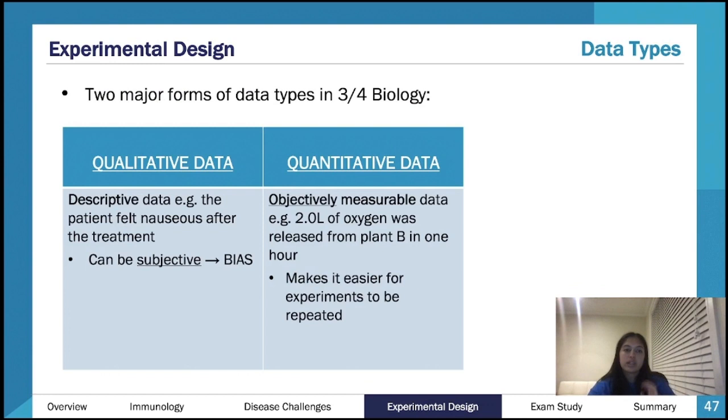Qualitative and quantitative data. I'm sure you've been bored to death of this sort of thing. Qualitative, quality, descriptive words, subjective. Quantitative, more objective, more numerical. Quantitative data is what you sort of aim for. Qualitative is still very helpful, but quantitative is just a little bit more robust.